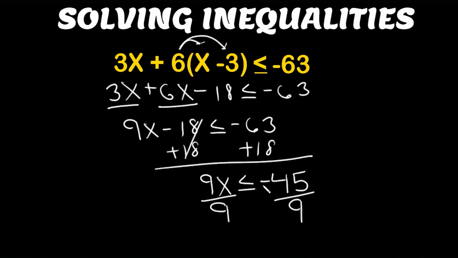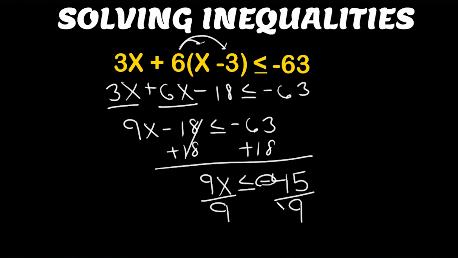A lot of students will look at this negative here and they think that they have to flip the inequality now. You don't. It's only when you divide or multiply by a negative number. I am dividing into a negative number here. I'm not dividing by a negative number. So that's totally different. So I do not have to flip the inequality here, okay?